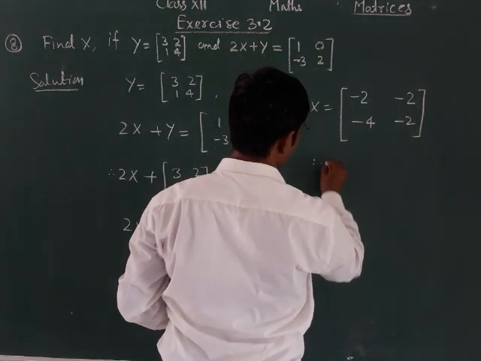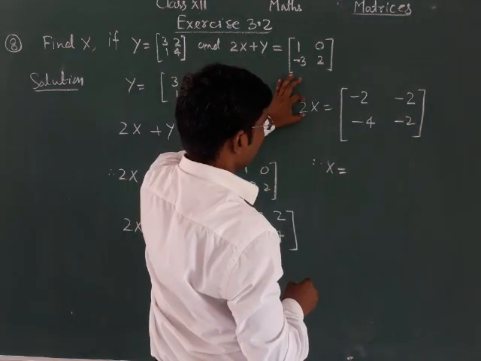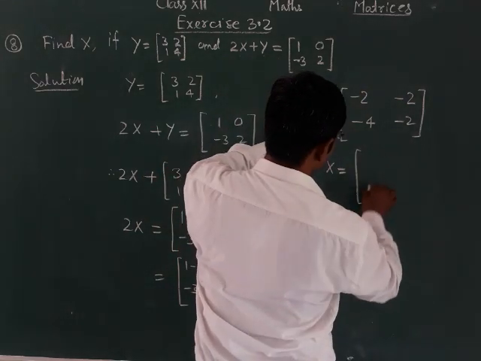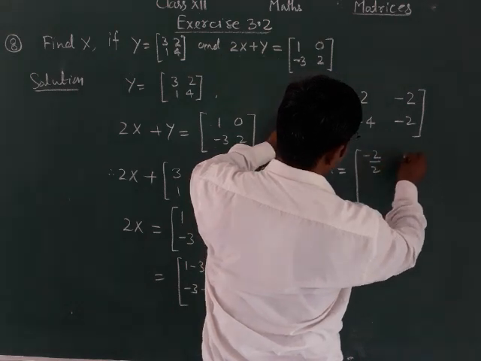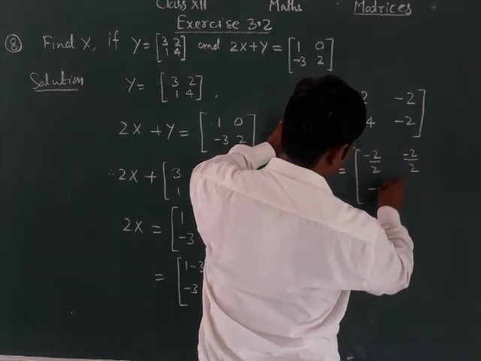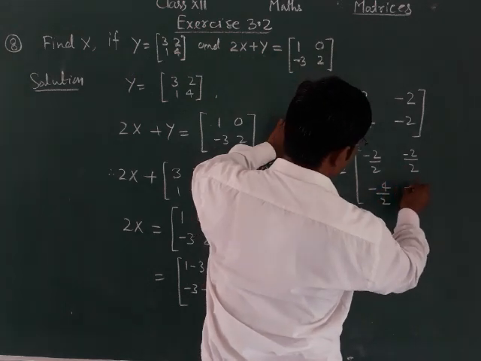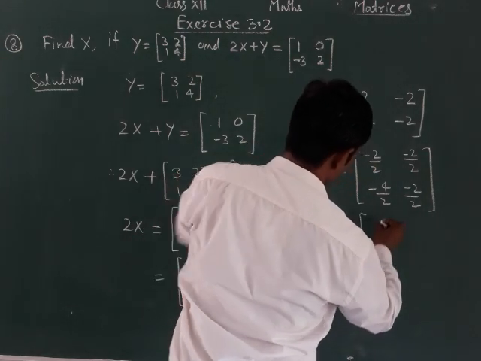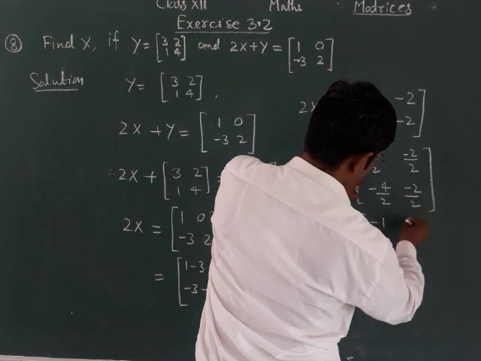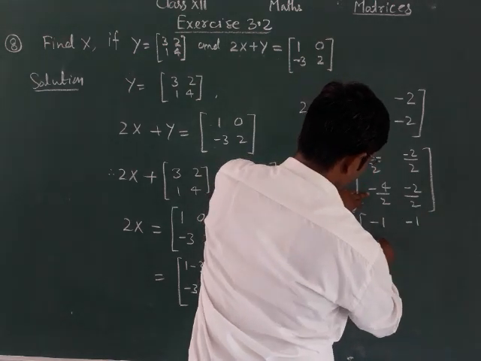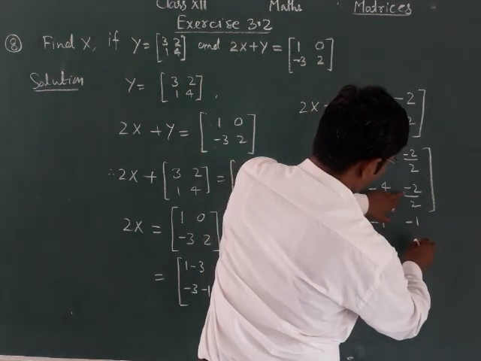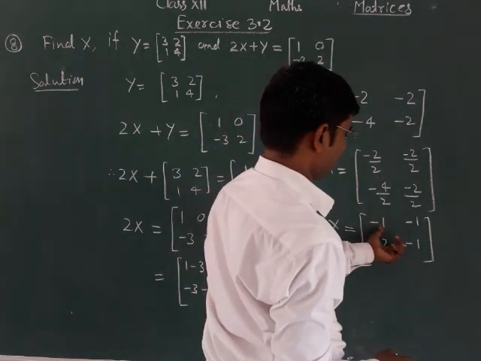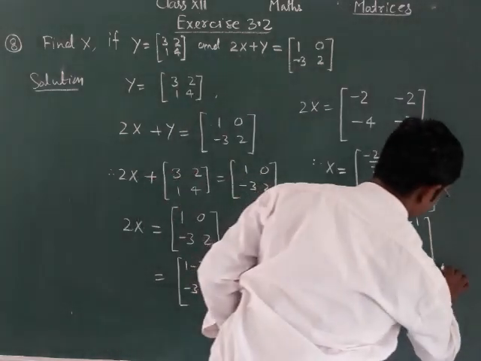So therefore x is equal to this matrix with each element divided by 2: minus 2 divided by 2, minus 2 divided by 2, minus 4 divided by 2, minus 2 divided by 2. We get the new matrix [-1, -1; -2, -1]. This is the required matrix. So this is the answer.